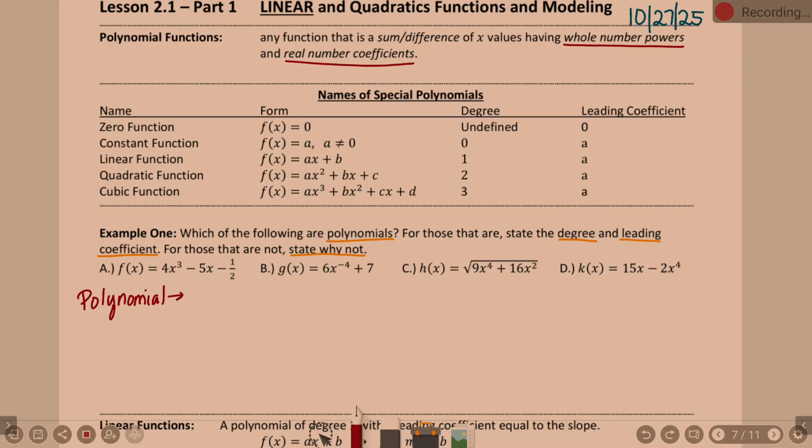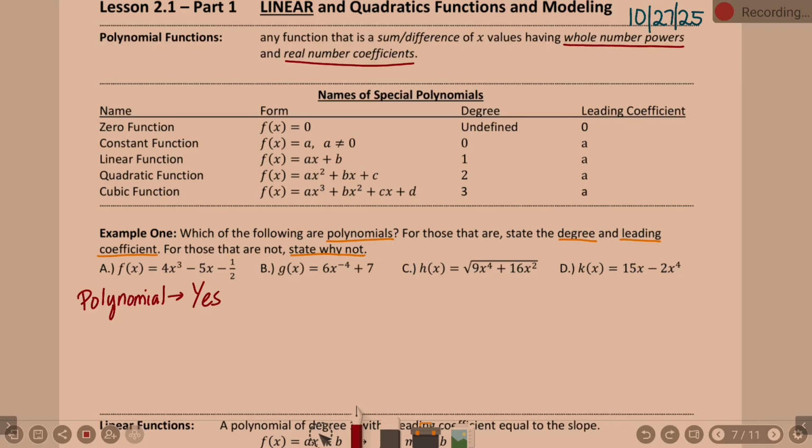So let's start with, is this a polynomial? A yes or no question, basically. Yes. Braden says yes. I believe it is. Agree? Disagree? It's terms added and subtracted together, yes. Are there whole number powers? Yes. 3 is a whole number, 1 is a whole number, and then this would be like an x to the 0. Real number coefficients? Yeah, we don't have any imaginaries. So yes, this is a polynomial.